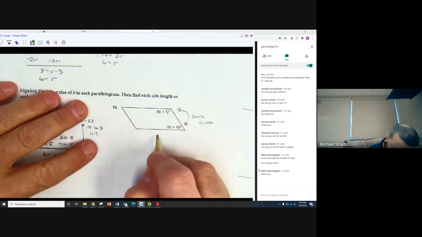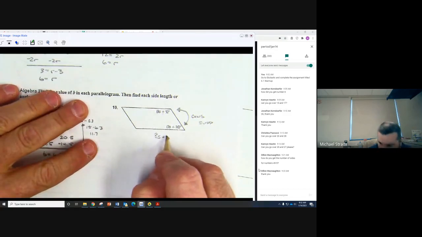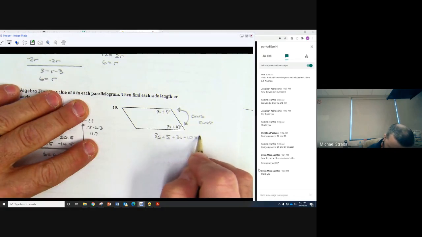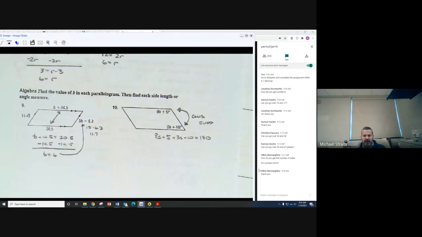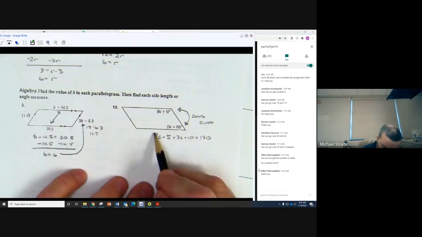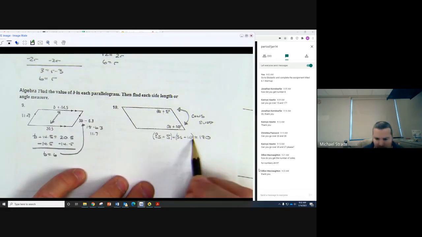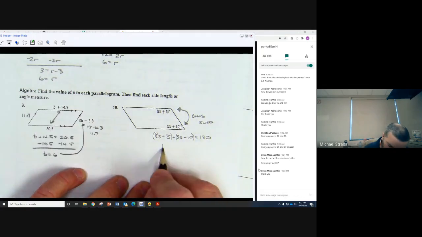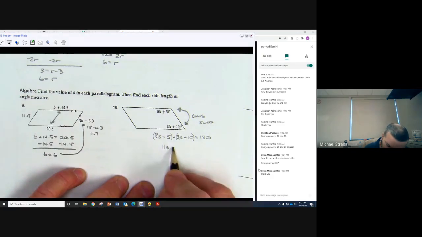All right? So we're going to set up the equation 8s plus 5 plus 3s plus 10 equals 180. So when they are consecutive angles, you add the expressions and set it equal to 180. Now you're going to collect like terms. 8s and 3s is 11s. 5 and 10 is 15. To get rid of the plus 15, you subtract. 11s equals 165. And then divide by 11. S equals 15.